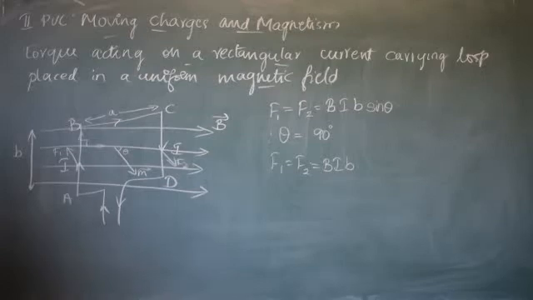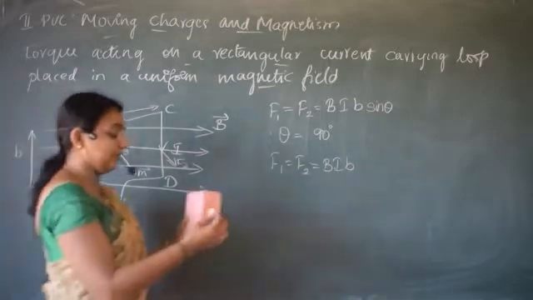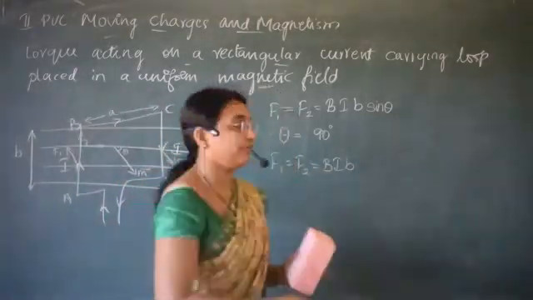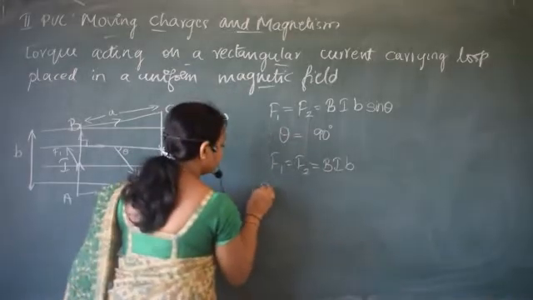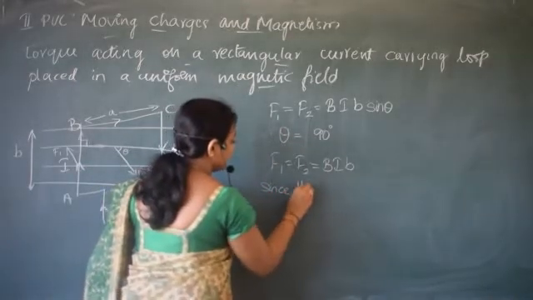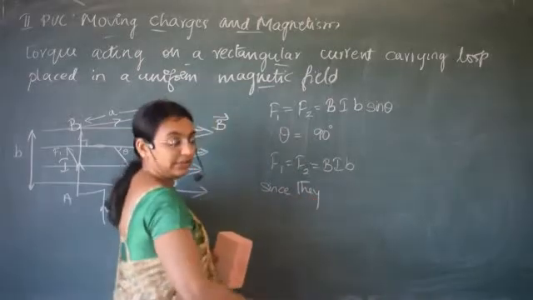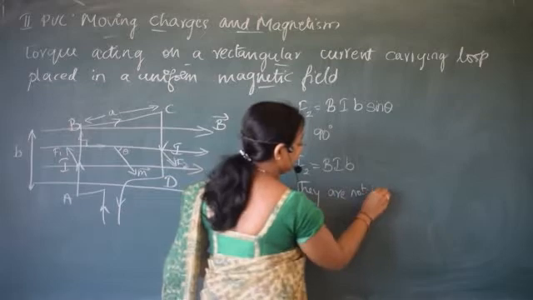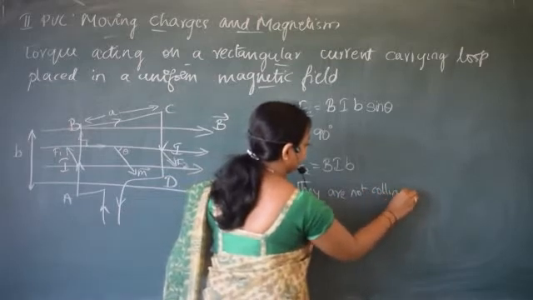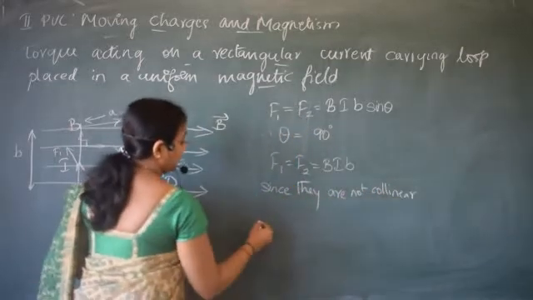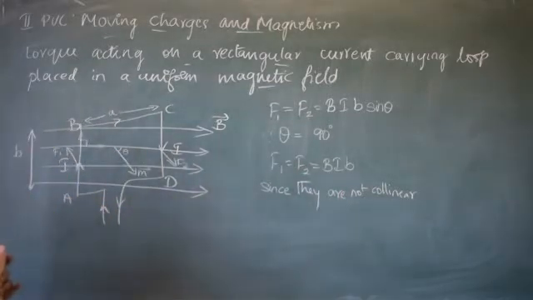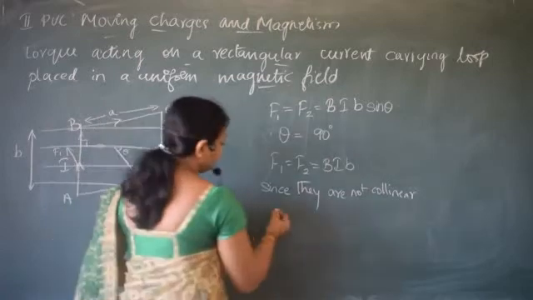They are not collinear. This results in a couple. They are not collinear, like what we have here. It will start pulling. So since they are not in the same straight line, collinear means in a straight line, since they are not collinear, there exists a couple, correct? This results in a couple.